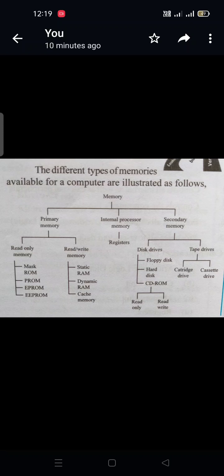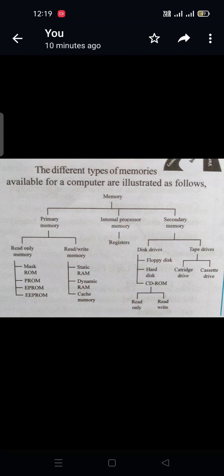If you talk about read write memory, that is static RAM, which means random access memory, dynamic RAM and cache memory. Internal processor memory is of registers. Secondary memory is of disk drives and tape drives. Floppy disk, hard disk, CD-ROM come under disk drives, and tape drives are cartridge and cassette drives. CD-ROM is of read only and read write. So this is just the architecture.